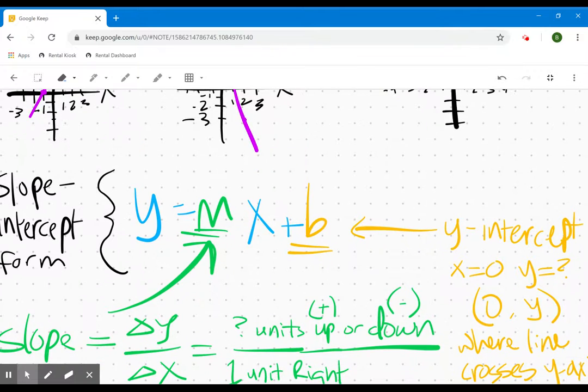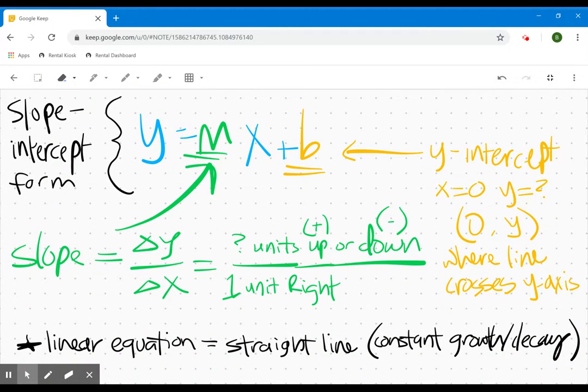Before we get into how to match them, I want to go over quickly slope-intercept form of a linear equation. So this is what our equation looks like, y equals mx plus b. M right here is going to be our slope. So it's the change in y over the change in x. Basically, that just means for every 1 unit we're going right, how many units are we going up or down? If we go up, it's going to be a positive slope. If we're going down, it's going to be a negative slope.